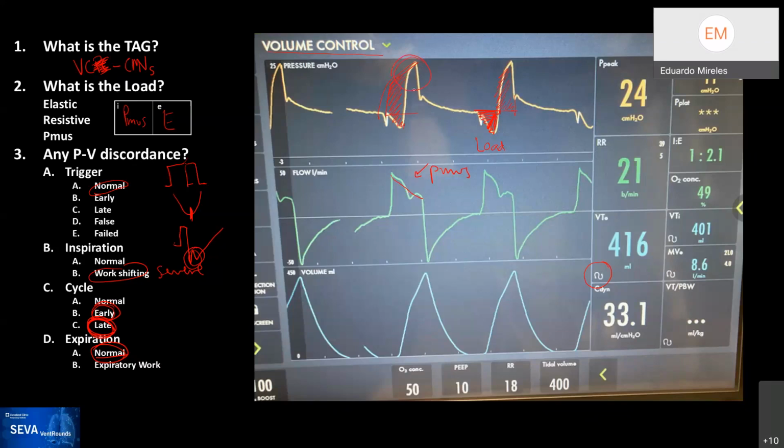So a question that comes is, this peak, is it a late cycle? Meaning the patient is actively trying to exhale or has relaxed his muscles already, and that's why the pressure went so high, and then the machine relaxes and then exhales. Okay, so you're right there.